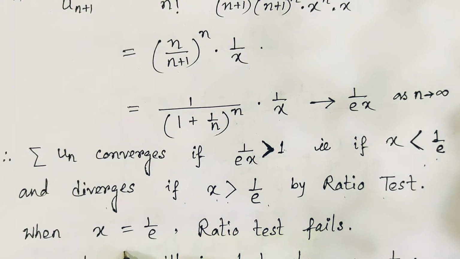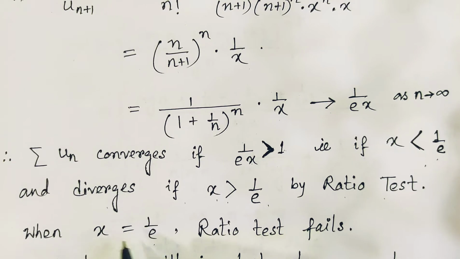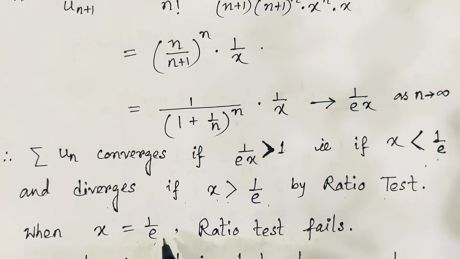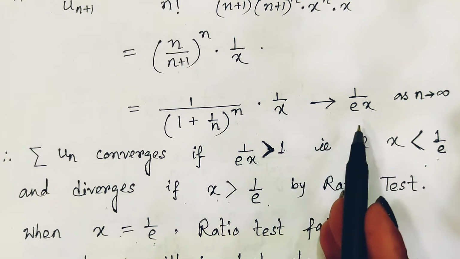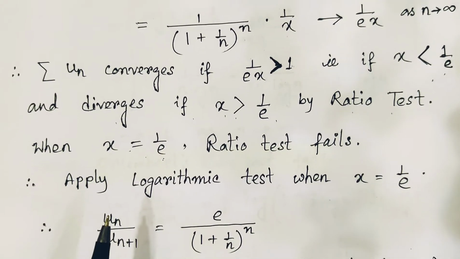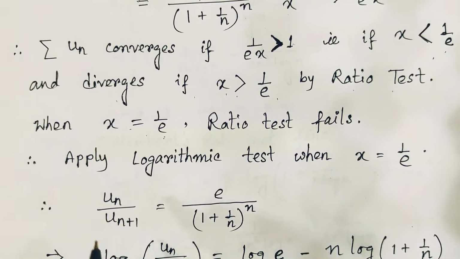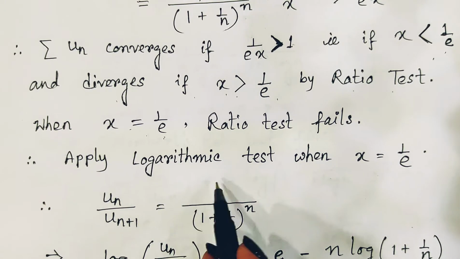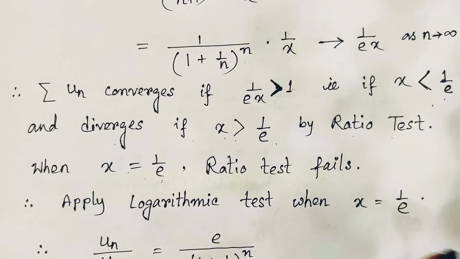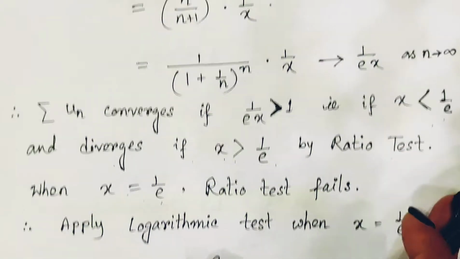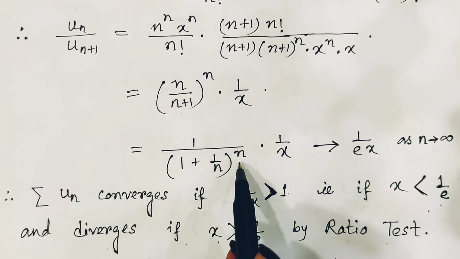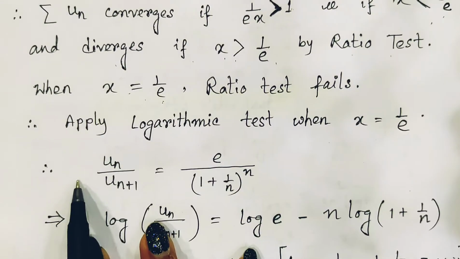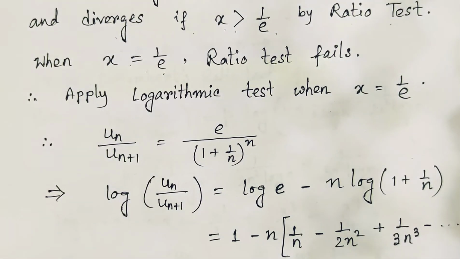So when x is equal to 1 by e, exactly 1 by e, then definitely the ratio test fails, because that time the limiting value becomes 1. So if the ratio test fails, then we should apply the logarithmic test here. The reason is the function un, just look here, un by un plus 1 is in the exponential form of n. That's why we should apply the logarithmic test here.